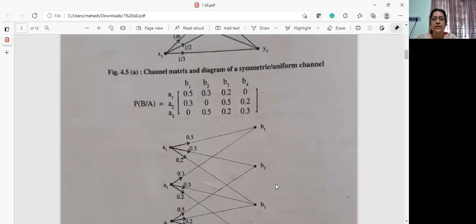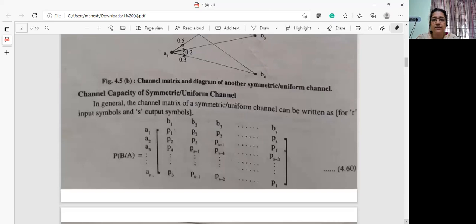This is another example of a uniform symmetric channel. The conditional probability is as given here, and the channel diagram is also as shown over here. The important thing that you have to note over here is that all the elements that occur in the first row are repeated in the succeeding rows in a different order. This is a general representation. Here you have the source alphabets. Here you have the destination alphabets.